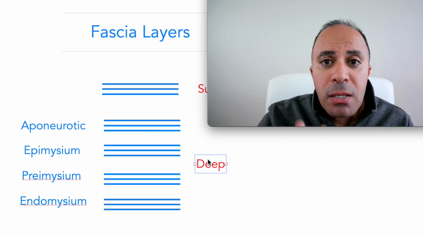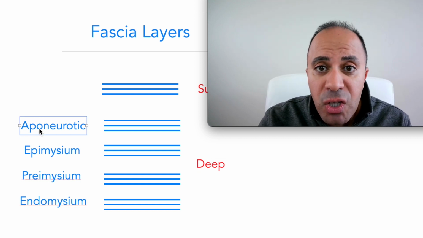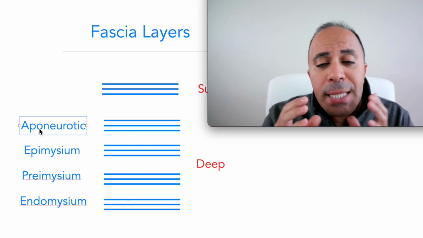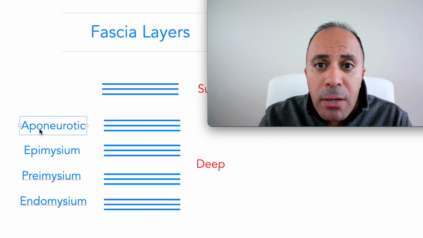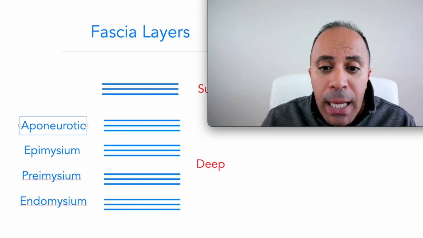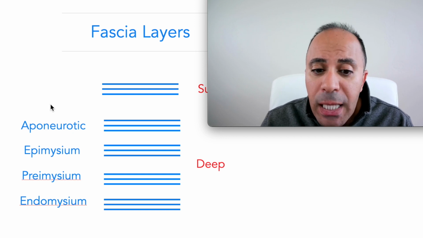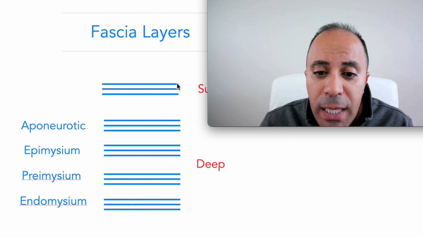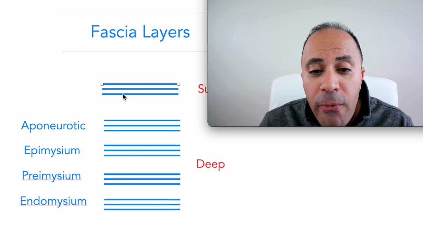The deep layer is divided into 4 subcategories. As you can see here, the first one is the aponeurotic fascia. Aponeurotic fascia wraps a group of muscles. Then you have the epimysium that wraps each individual muscle. Then the perimysium wraps each bundle of fibers, and the endomysium. To make things more complicated, but don't worry, the treatment is very simple. Each of these layers, the aponeurotic fascia, epimysium, perimysium, endomysium, and superficial layer, has 2 to 3 subcategories of fascia layers.